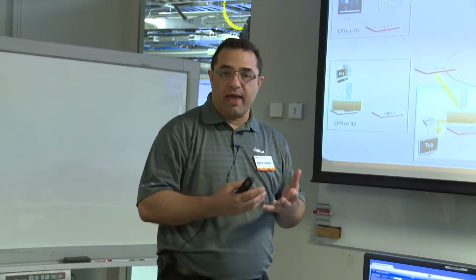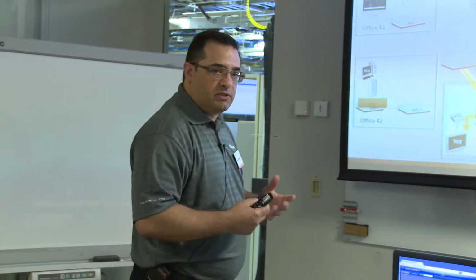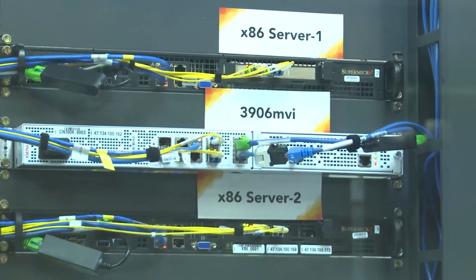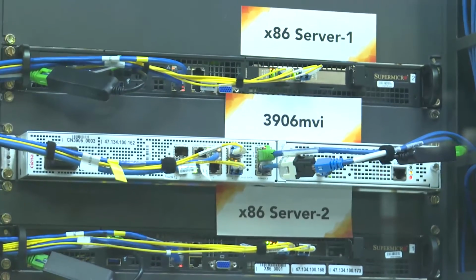So finally, we're going to show you the last model where we've gone to a completely virtualized environment, where we've now subsumed not just the CPE services, but the physical NID as well, and virtualized that into a software instance that can be implemented on, again, an x86 commercial off-the-shelf server. Now, in this case, this is Model D. We're simply running an available x86 server with Ciena's vSwitch, and Ciena's vSwitch is running on top of Ciena's OS and hypervisor. And again, it's hosting the same vRouter, but completely in a virtual environment. So now we're operating a virtual NID.